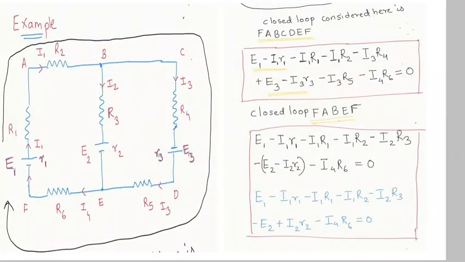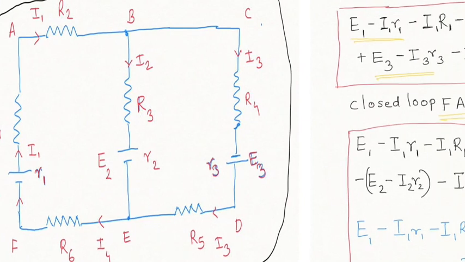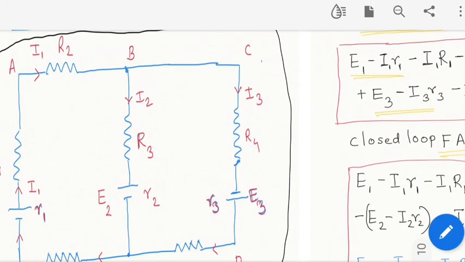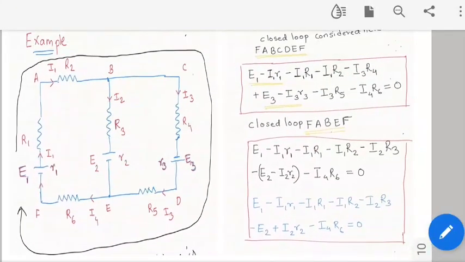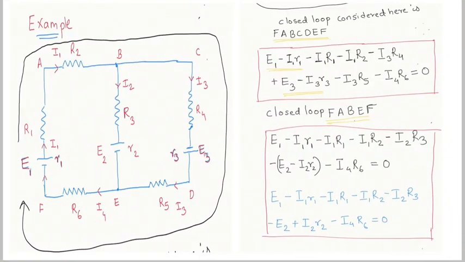Now this is a very big example, and we are going to consider it. This is the circuit with many EMFs in it: E1, E2, E3. Now look at small r1, r2 and r3. These are the internal resistances of your EMFs.